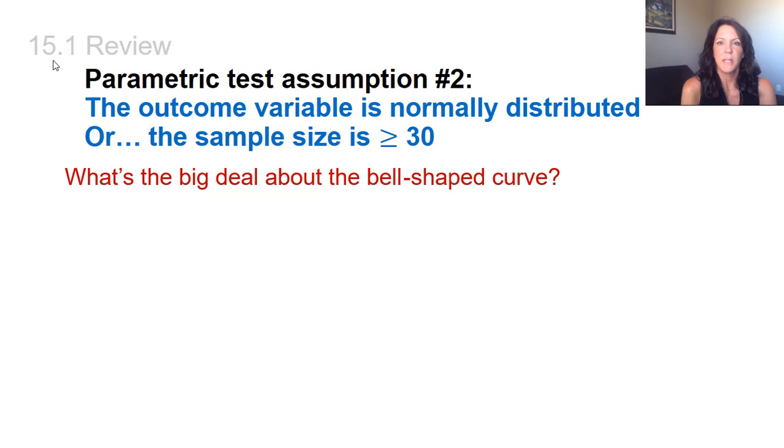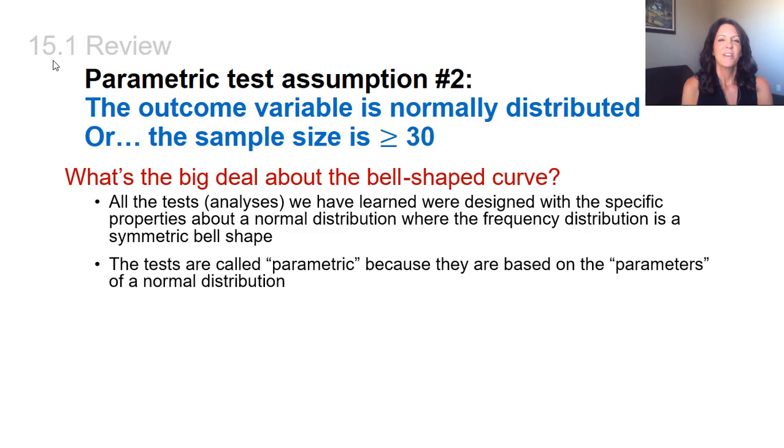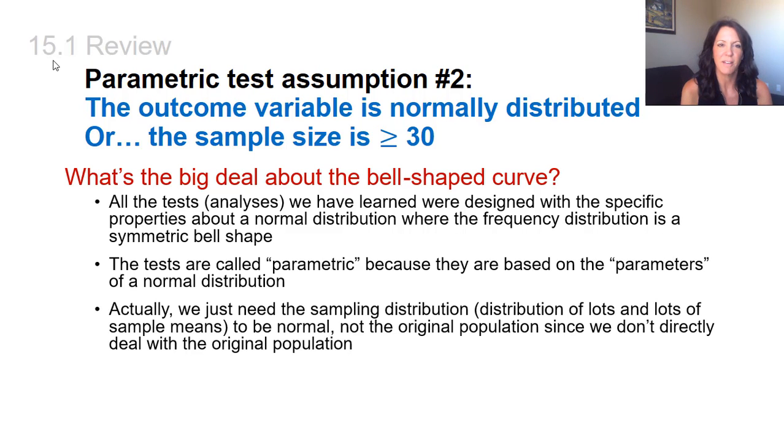So what is the big deal about this bell-shaped curve? All the tests that we've learned so far have relations to the specific properties of a normal distribution, where the frequency distribution is a symmetric bell shape. That's how the math works. So these tests are called parametric because they're based on the parameters of a normal distribution. So think of that word, parameters, parametric.